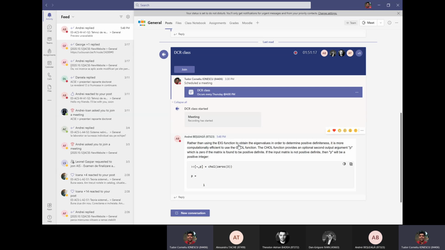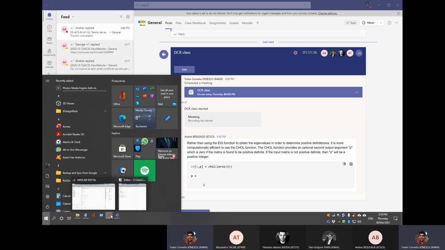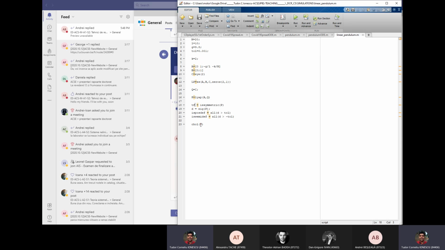So rather than using eig, because I don't want to use eig, it's more computational, use chol. Chol provides a second output called p, which is 0. Wow, this is lovely. I like this code because I want to avoid using eig. So you write it like this, if I'm correct.